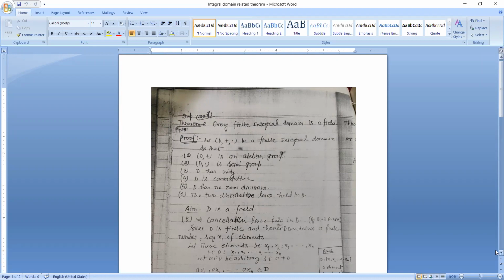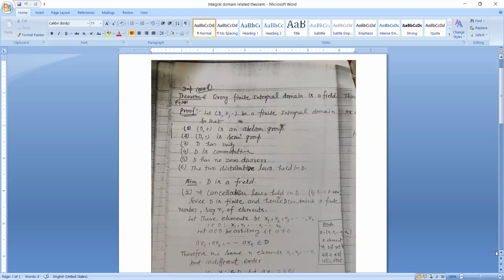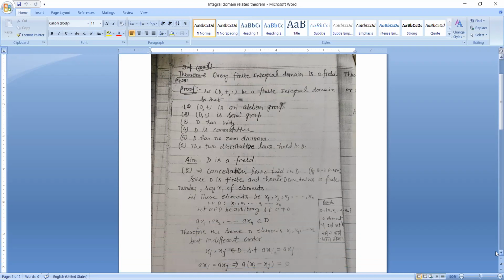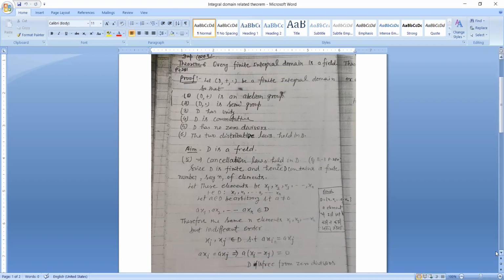Proof. Let (D, +, ·) be a finite integral domain. It means (D, +) is an abelian group, (D, ·) is a semigroup, D has unity, D is commutative, D has no zero divisor, and the two distributive laws hold in D. It means (D, +, ·) is a finite integral domain. We have to prove D is a field.